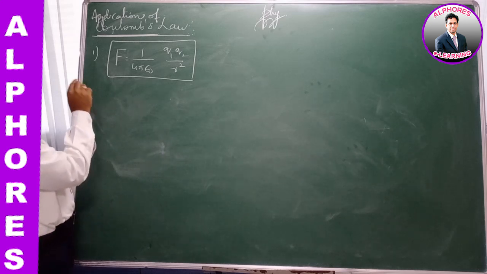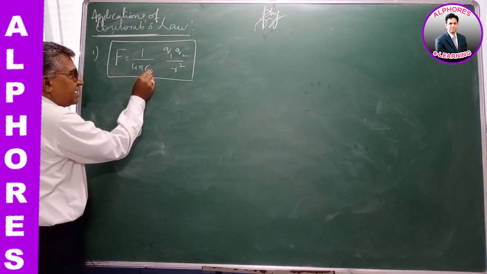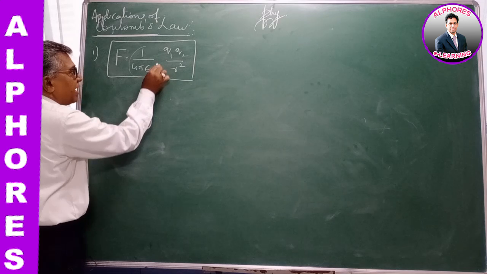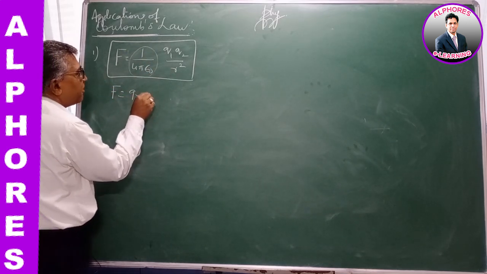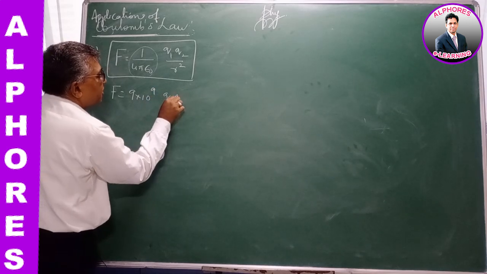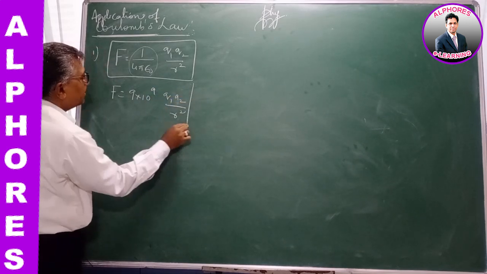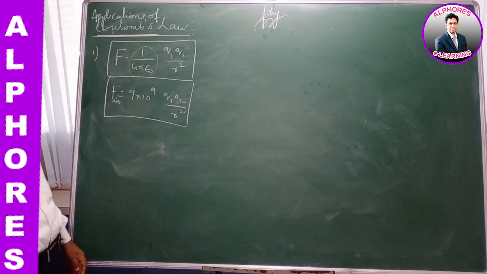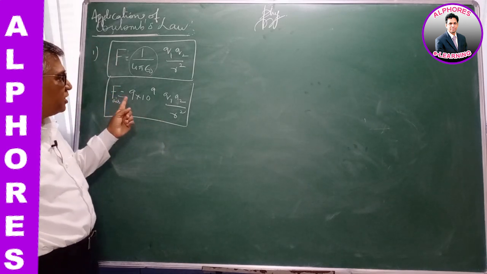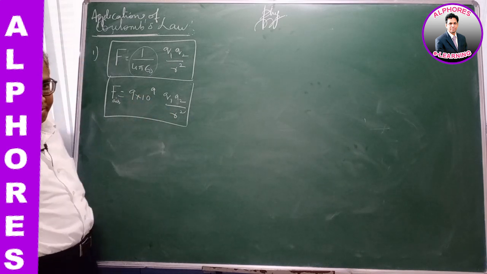When I consider air as a medium, then F is equal to 9 into 10 power 9 q1 q2 by r square. So when air, vacuum or free space is considered as the medium, the force F is equal to 9 into 10 power 9 q1 q2 by r square.